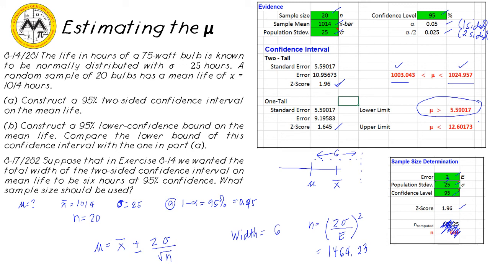So again, that would be z, which is 1.96 times 25 over 3 quantity squared. So n is 266.77. So we use n is 267 light bulbs.